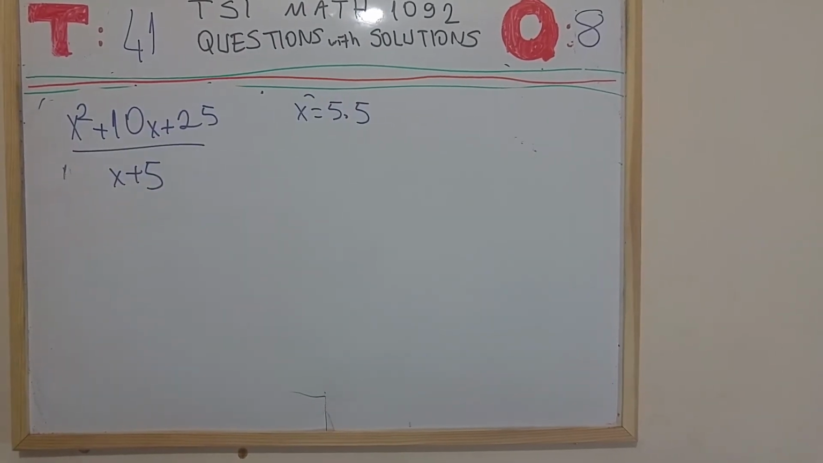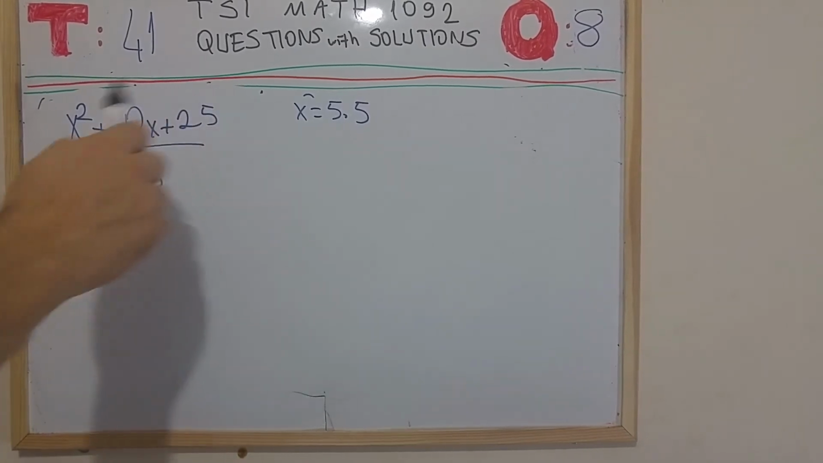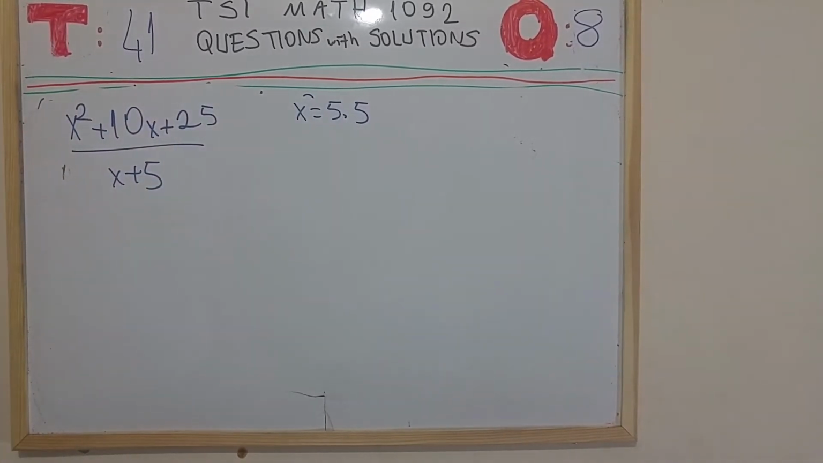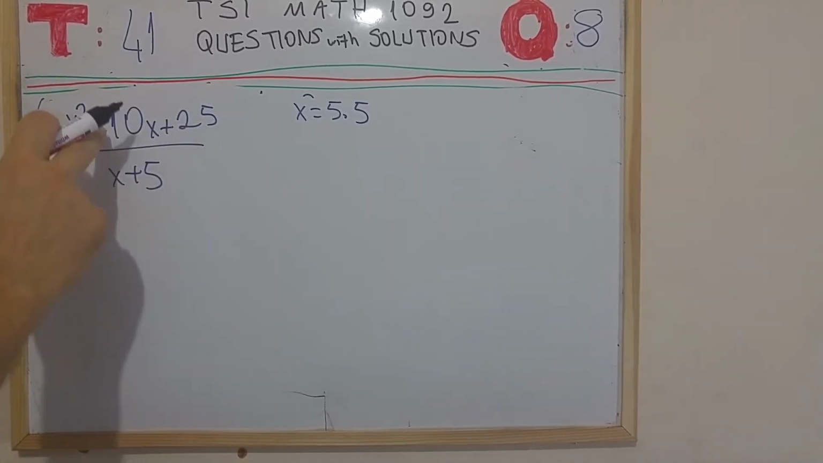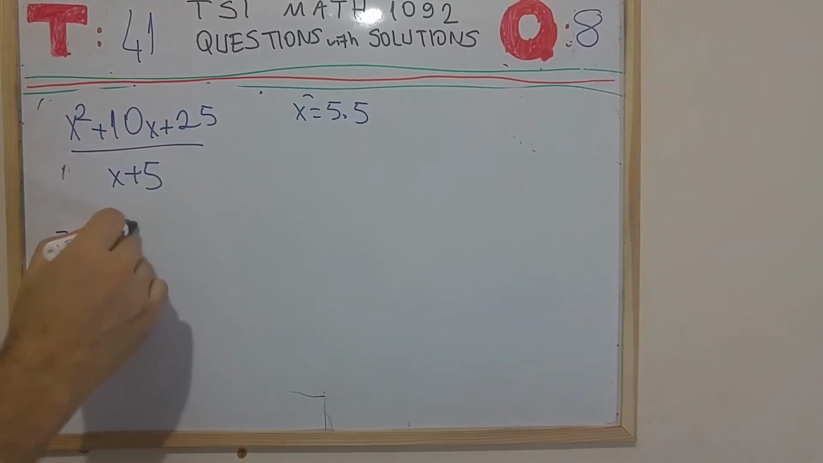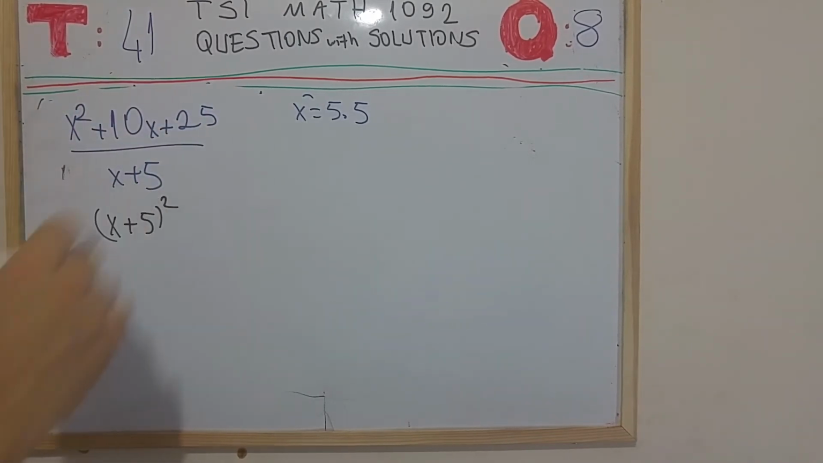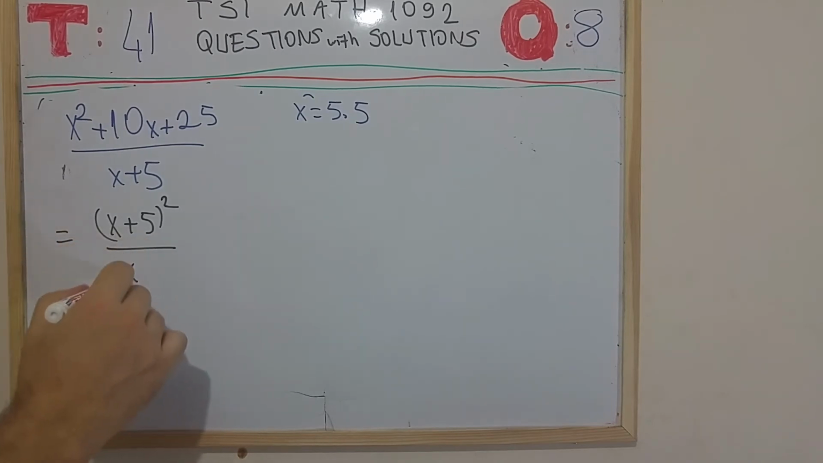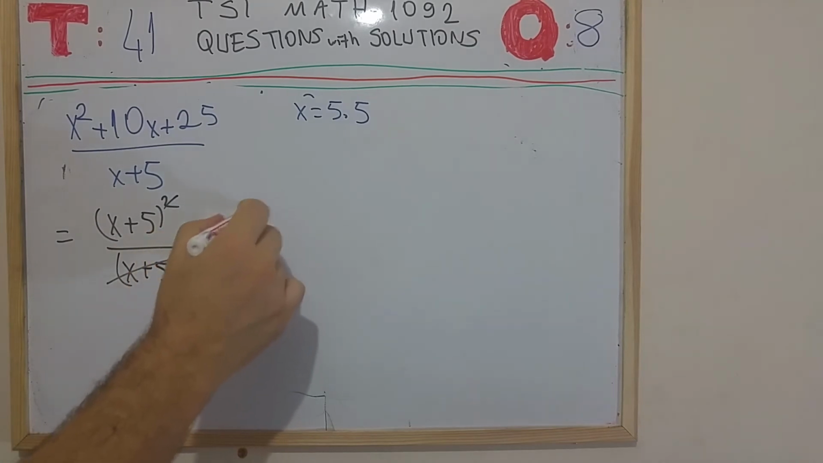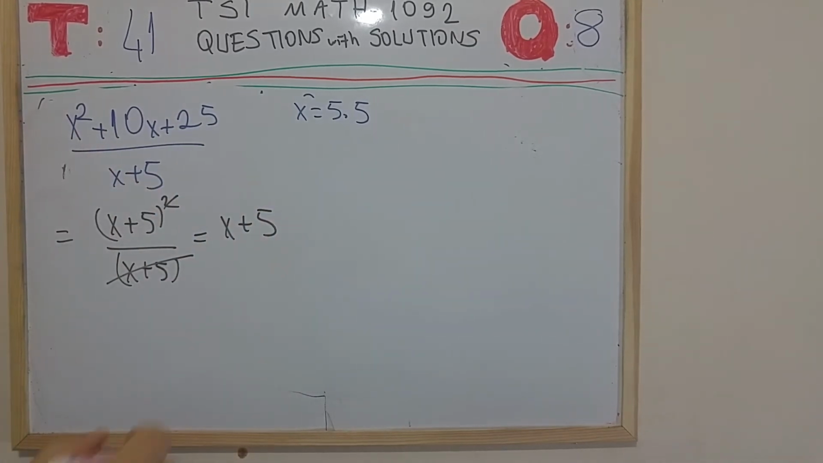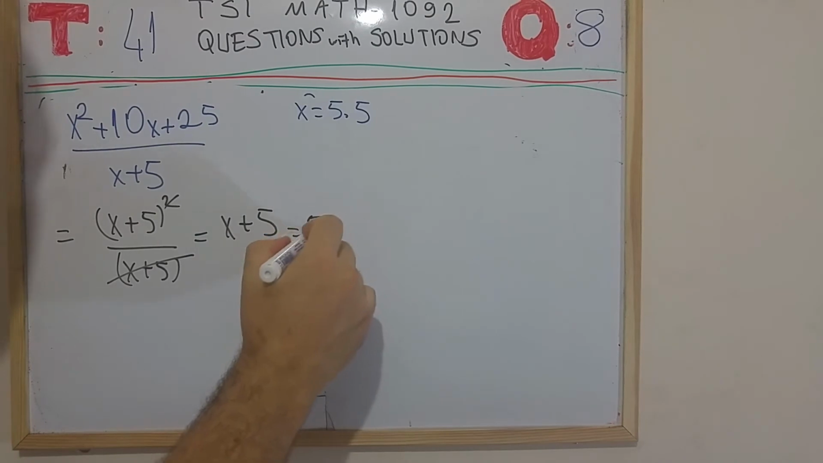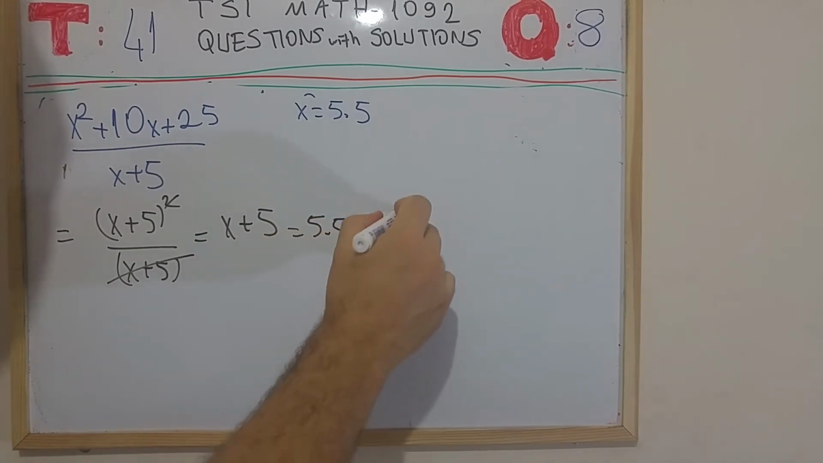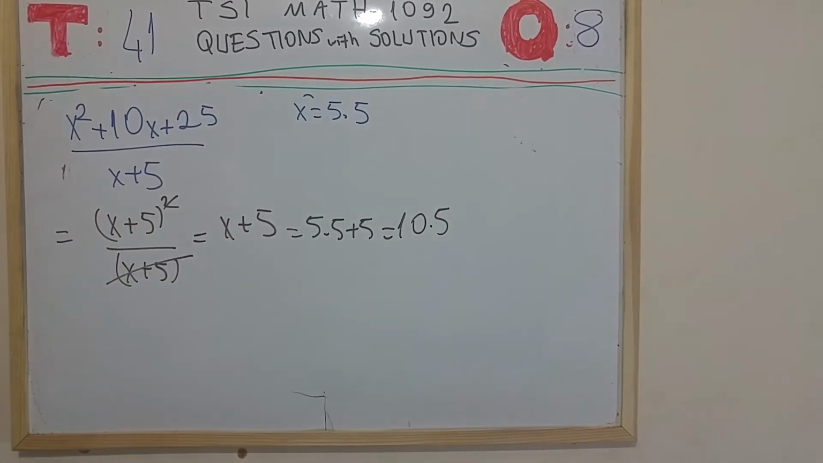In this question, if you try to perform the operation by replacing x by 5.5 directly, it's going to get you confused and it will consume a lot of time. Rather than that, let's first see that the expression above is equal to x plus 5 squared. So let's divide it by x plus 5, so that I'm going to end up with x plus 5. Now I can replace x by 5.5, which means 5.5 plus 5 is equal to 10.5. That's it.